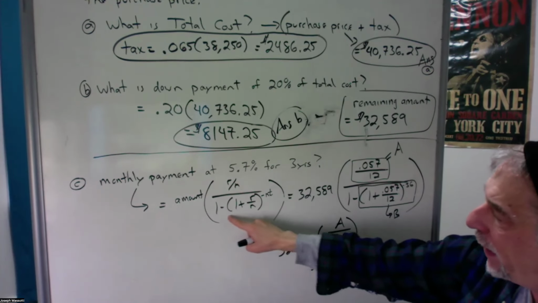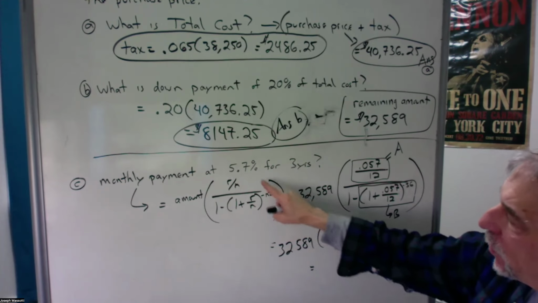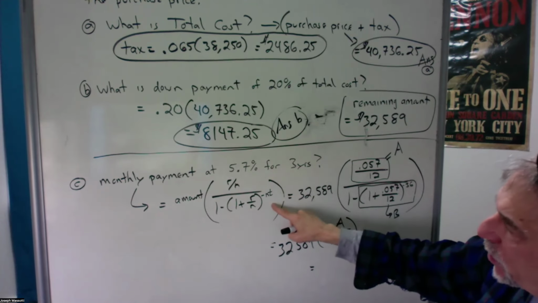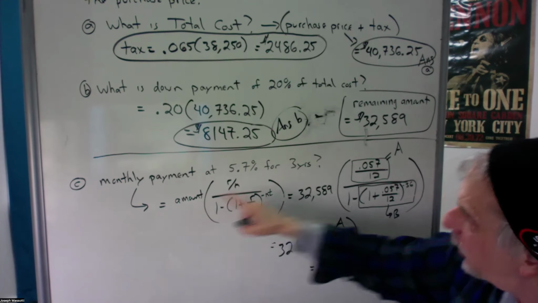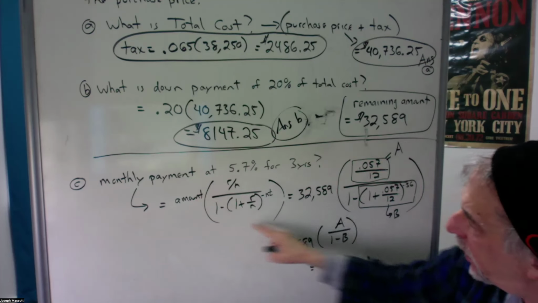And then we have 1 minus (1 plus the rate over N) raised to the negative NT. So we have the rate R, we have T, N is always 12, and that's all we need, other than the remaining amount. So we plug all the known values into that formula.